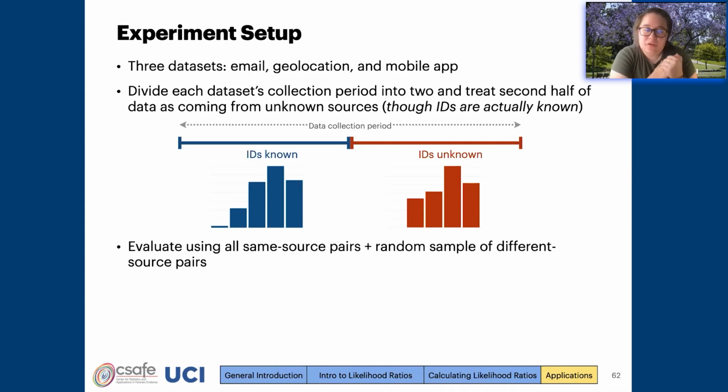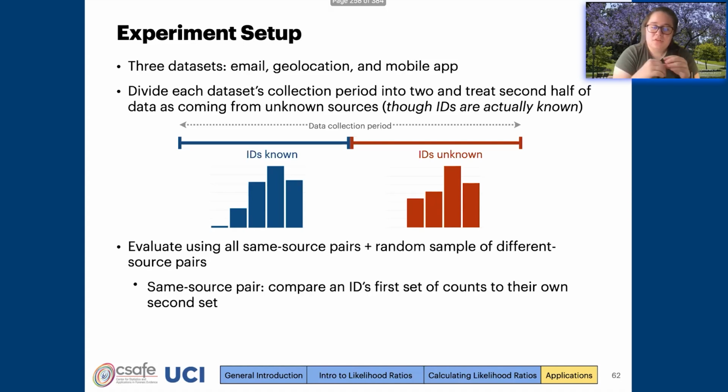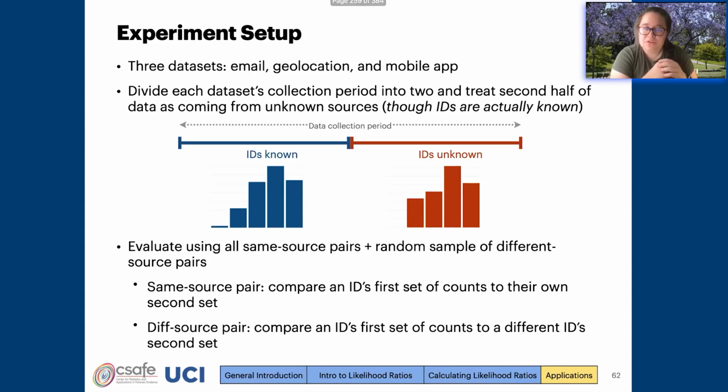And we're going to plug in the event counts for particular values of the prior parameters and evaluate the likelihood ratio on all of the same source pairs and a random sample of different source pairs. A same source pair means that we take the data from an ID from the first half, look at their event counts, and compare it to the same ID's second half of the data's event counts. A different source pair just means that for one ID, we pick a different ID and evaluate the likelihood ratio comparing those two.